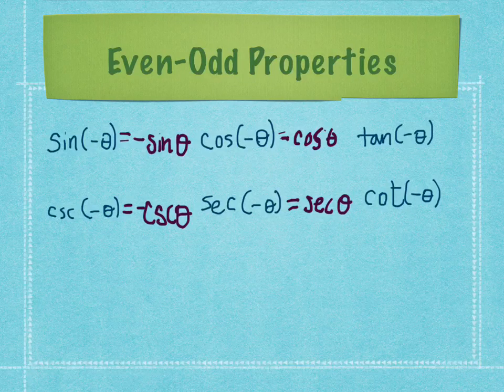Tangent, because it is division, right? So take a look at what's happening here. If I have tangent of negative theta, that means I have the sine of negative theta divided by the cosine of negative theta, correct? So what's going to happen? It's going to be negative, because I would be dividing negative sine by cosine. If I divide negative sine by cosine, I get negative tangent. So this is the negative tangent of theta.